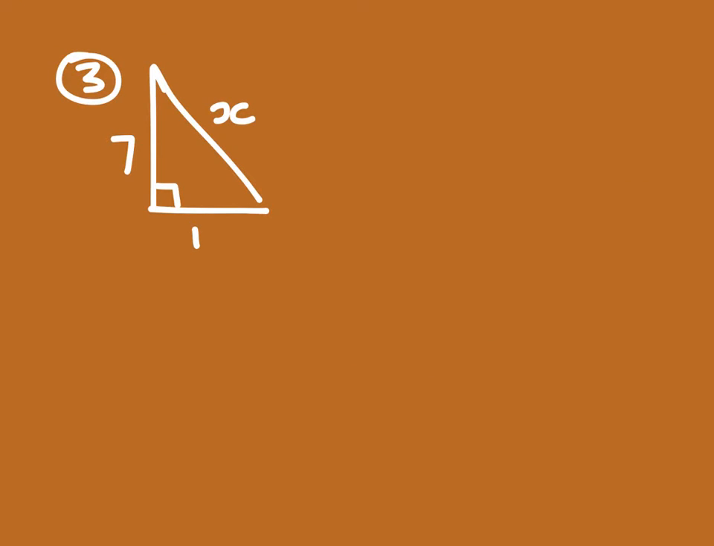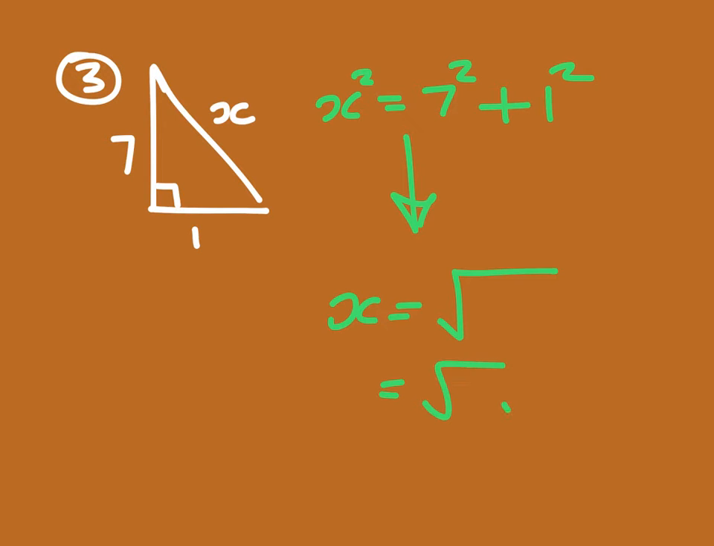Question 3, Pythagoras. We're trying to find the big side, so x squared is going to be 7 squared plus 1 squared. So work that out. When it comes to working out what x is, it's non-calculator, remember, so we're going to get a third inside here, so we need to split that up into square root times square root.